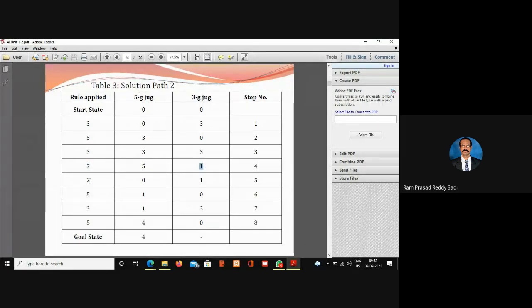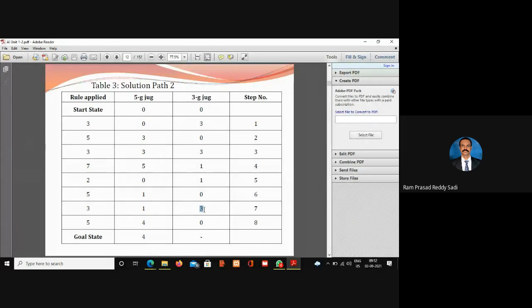Now apply rule number 2. You are emptying this 5 gallon jug and this still has 1. And now apply rule number 5. That means you are pouring this water into the 5 gallon jug. Now the 5 gallon jug will have 1 gallon of water, and the second jug will have 0 gallons, no water. Again apply rule number 3. Now this will have 3, and the second jug will be filled up.